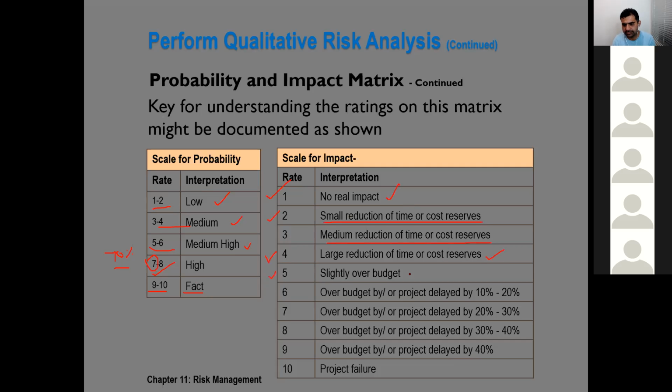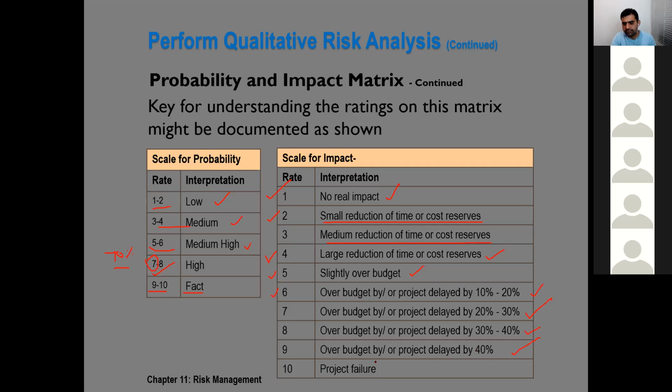5, slightly over budget. 6, over budget or project delayed by 10 to 20%. And 7, over budget or project delayed by 20 to 30%. 8, over budget or project delayed by 30 to 40%. 9, over budget or project delayed by 40%.